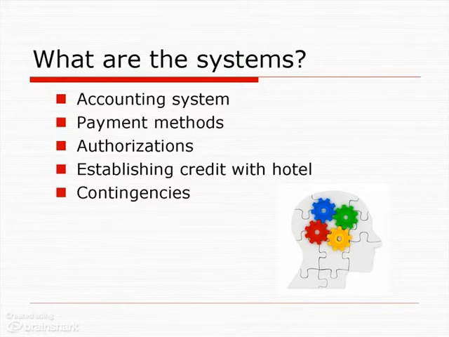Establishing credit with the hotel. So there's a system that you have to go about there. You may be filling out a credit application. And contingencies. You need to plan for things that you're not expecting. So this is oftentimes an expense associated with contingencies, but what are the backup plans?